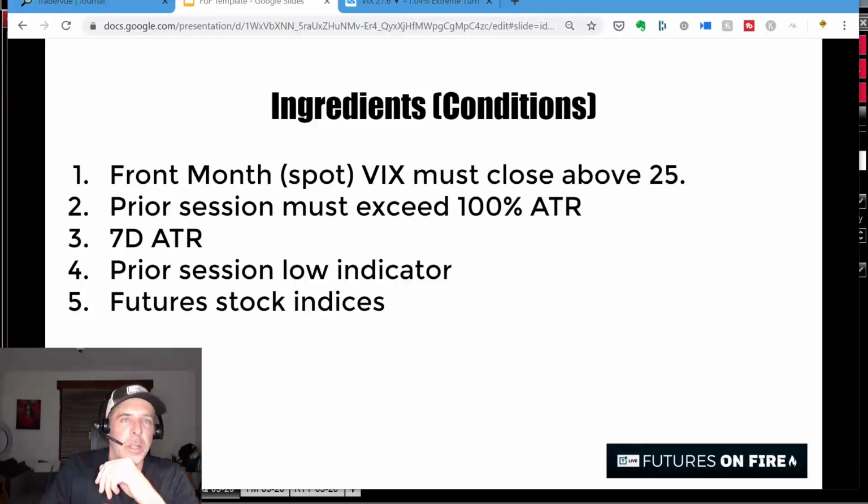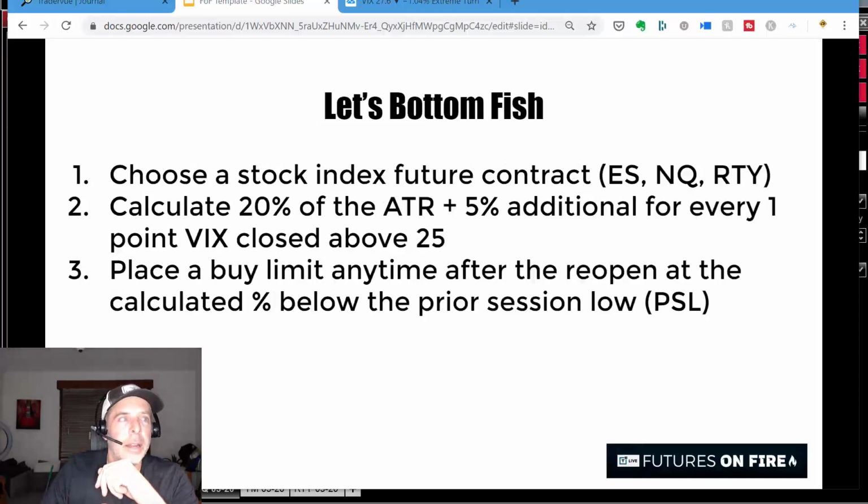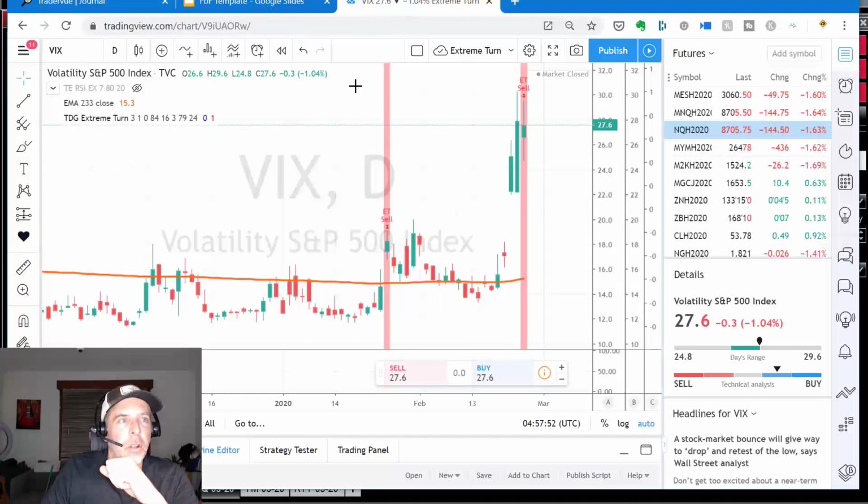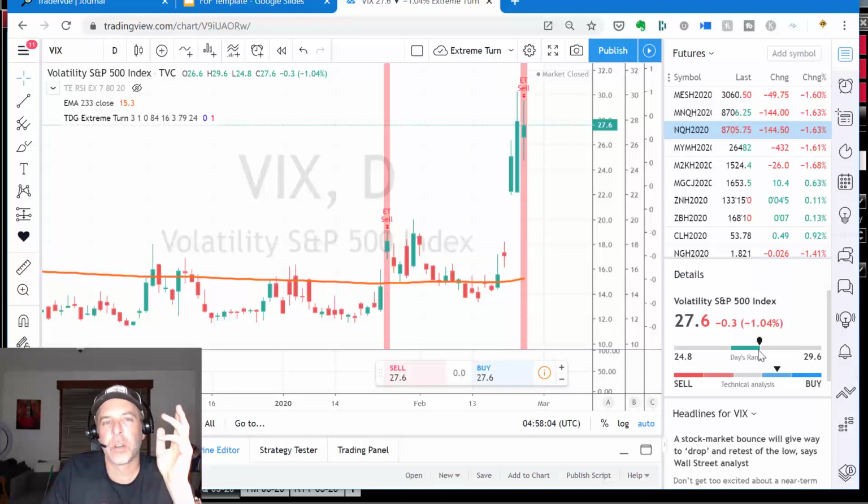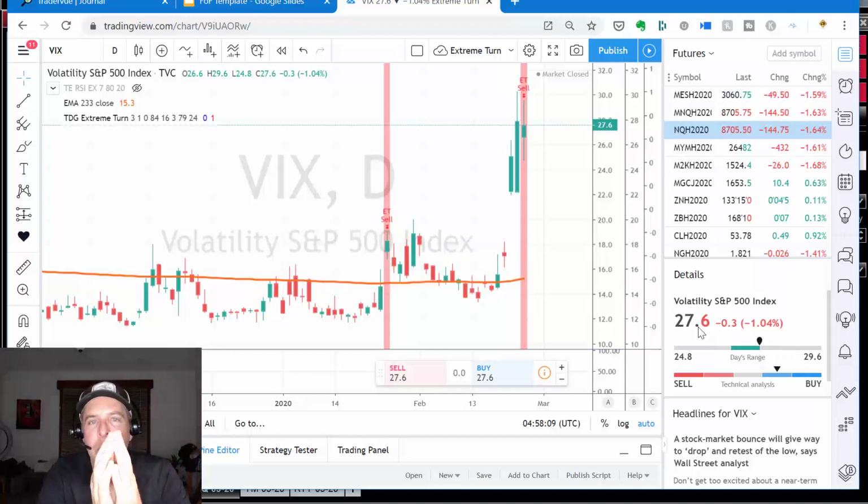Okay, so those are the ingredients that you need, and here's how it works. But before I do that, let's make sure we have all of our ingredients present. So here is the volatility on the S&P 500 index, a derivative of a derivative. It traded in a range today between 24, let's just call it 25, and 29, and closed at 27.5. So we have our first condition met. VIX is over 25 and it closed over 25.